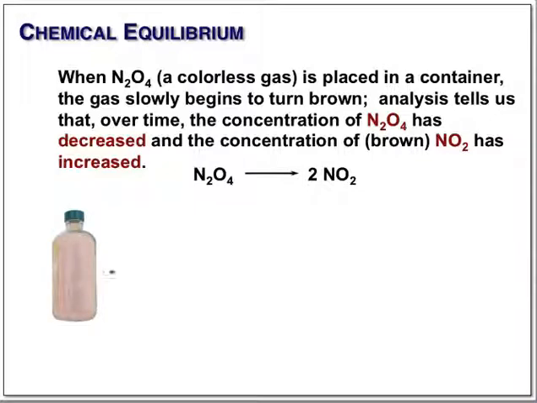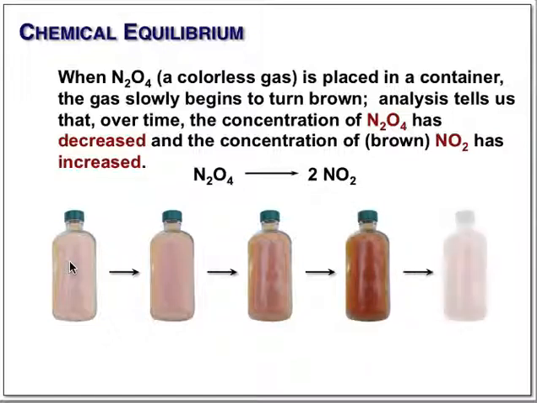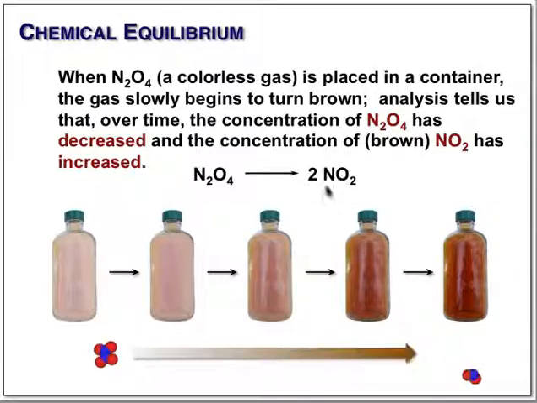What we're going to do is start off with a vial of dinitrogen tetroxide, which is essentially colorless. Over time, we note that this vial darkens and we wind up with something like this. Now that's not surprising because dinitrogen tetroxide can decompose to 2 moles of NO2, and NO2 is brown. We start off with dinitrogen tetroxide, we wind up with NO2.